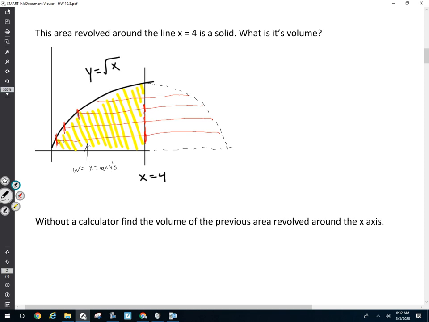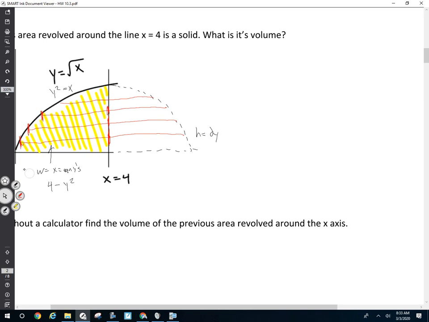My width, x distance in terms of y's, well, this x distance is 4. It's always this right line, this x equals 4, minus this x distance. Well, for this x distance, I have x equal to y squared. So this would be 4 minus y squared. The height of all these cylinders is very small, a very small change in y.